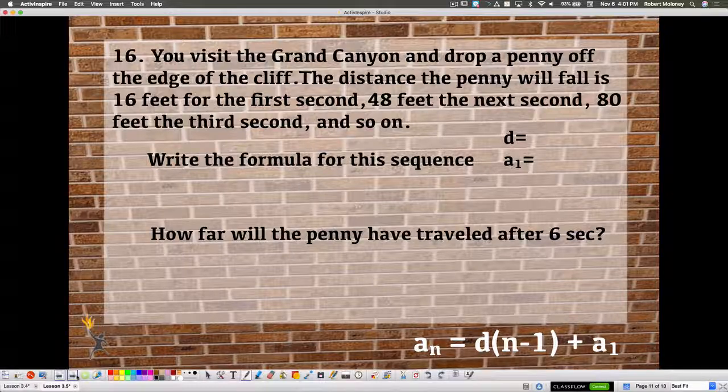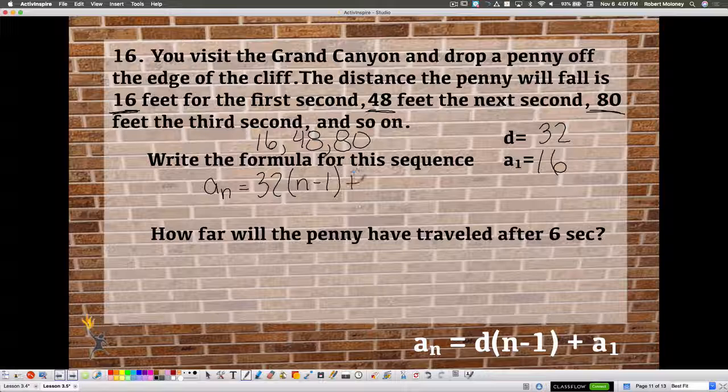So the first thing I've got to pull out of this problem is, what's my sequence? That's all I need to pull out. So my sequence is 16, 48, and 80. What's the common difference between those three numbers? You're right, it's 32. The first term is 16, so I'm going to set up the equation. This time a of n, since I don't know what term yet, equals d, which is 32, times n minus 1, plus 16. So there's my equation to figure out the term of the sequence.